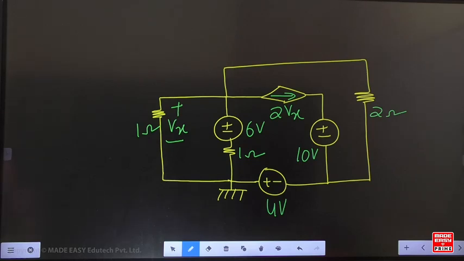Dhruv, we have to go for the mesh analysis, the KVL equations. It is mesh analysis because there is no current source, Dhruv. That's why the total number of equations equals the total number of meshes.